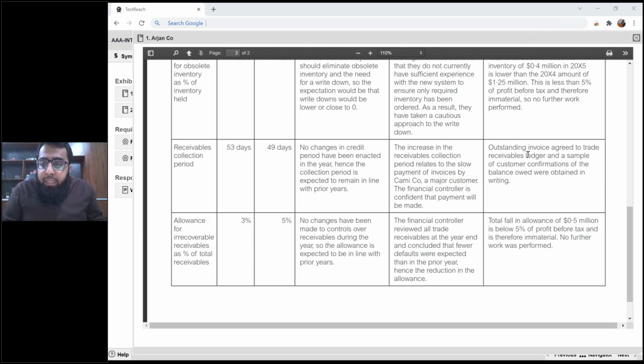Outstanding invoices agreed to trade receivable ledger, and a sample of customer confirmations of the balances owed were obtained in writing.